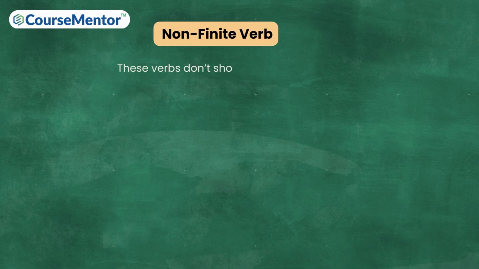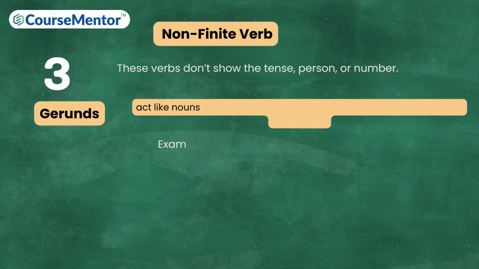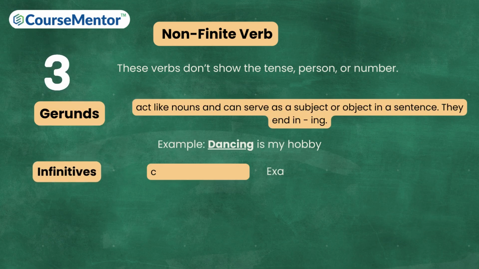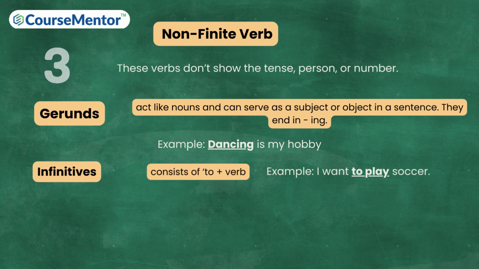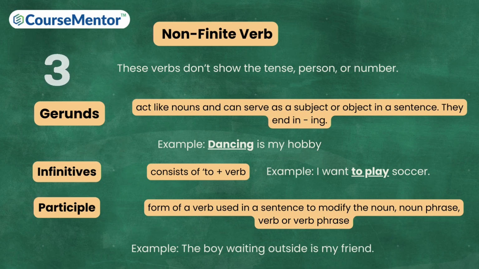Non-finite verb. These verbs don't show the tense, person, or number. There are three types. Gerunds act like nouns and can serve as a subject or object in a sentence. They end in ing. For example, dancing is my hobby. Infinitives. This is another type and consists of to plus verb. E.g., I want to play soccer. Participle. This is a form of a verb used in a sentence to modify the noun, noun phrase, verb or verb phrase. Example, the boy waiting outside is my friend.